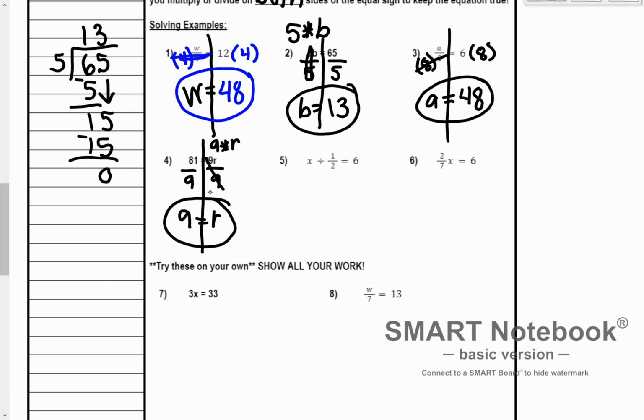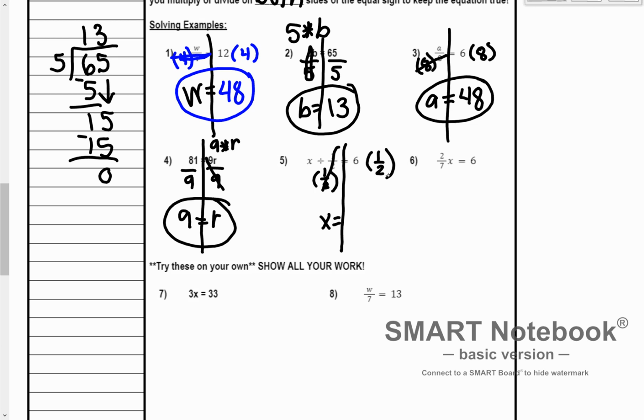All right, let's get into some fractions. X is being divided by 1/2. We want to get rid of whatever's next to that x, so we want to do the opposite of dividing by 1/2, which is multiplying by 1/2. Divided by 1/2, multiplying 1/2 cancels out. We're left with x equals.